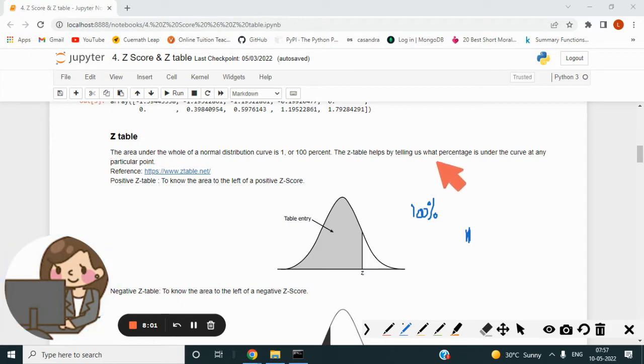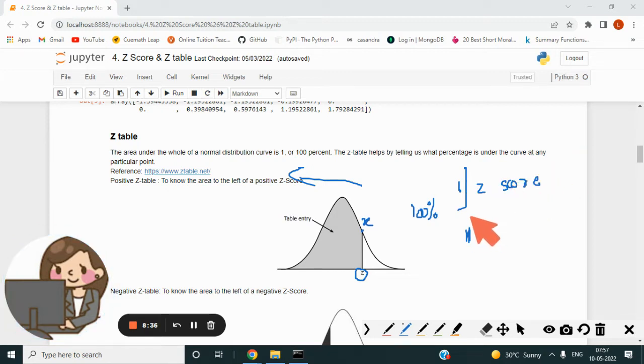The z-table helps by telling us what percentage is under the curve at any particular point. Suppose I have an x over here. How much percentage of values is below x? You can know that from the z-table entry for the z-score of this x. So the steps are: first, you have to find the z-score.